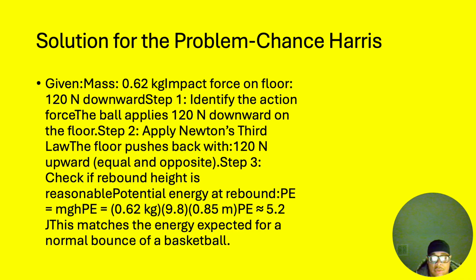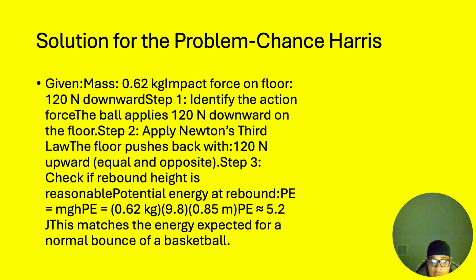For my solution, I started with the information from the problem: a basketball with a mass of 0.62 kilograms hits the floor with a downward force of 120 newtons. The downward force is the action force, and using Newton's third law, the reaction force from the floor has to be the same size but in the opposite direction. So the floor pushes back on the ball with 120 newtons upward. That's the force that sends the ball back into the air.